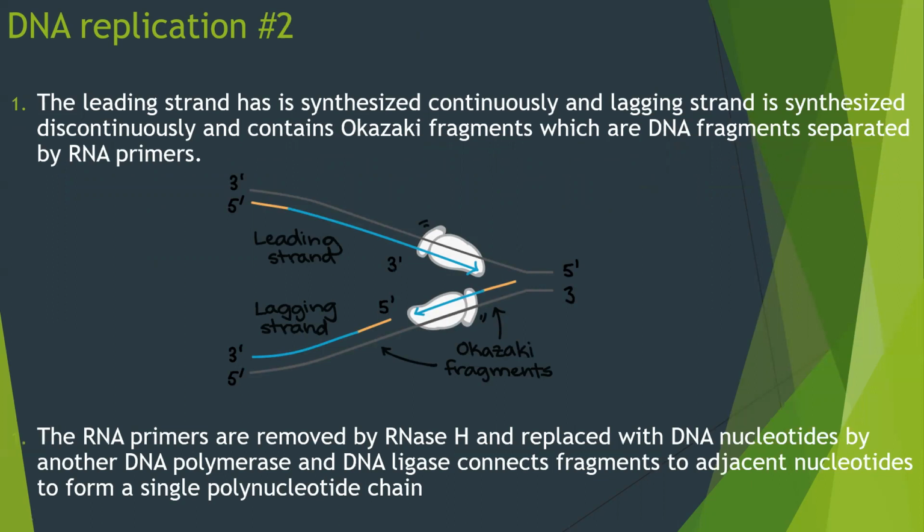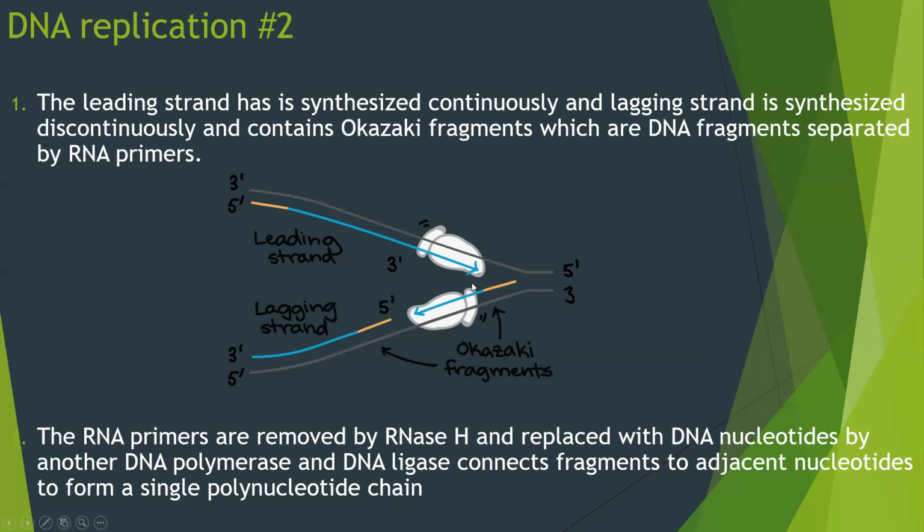You also need to know that there are two strands: a leading strand and a lagging strand. The leading strand is synthesized continuously, while the lagging strand is synthesized discontinuously and will contain Okazaki fragments. These are DNA fragments, but the Okazaki fragments are separated by RNA primers. So there's an RNA primer here, and then the DNA polymerase will attach here, right? And then it will start synthesizing in the 5' to 3' direction.